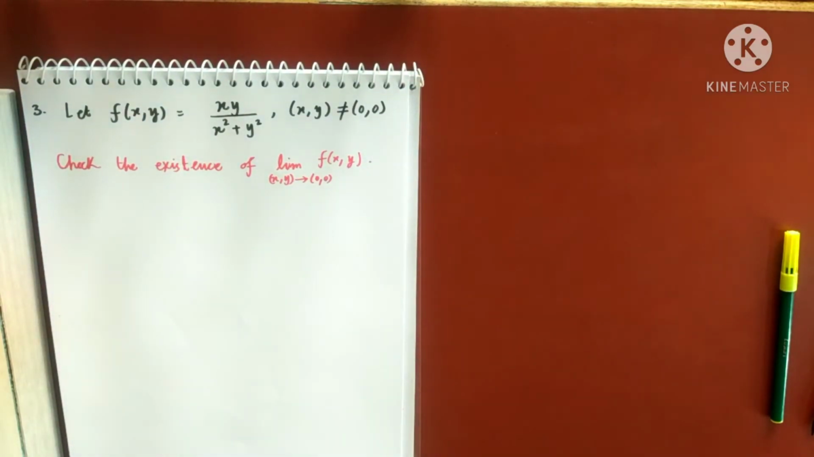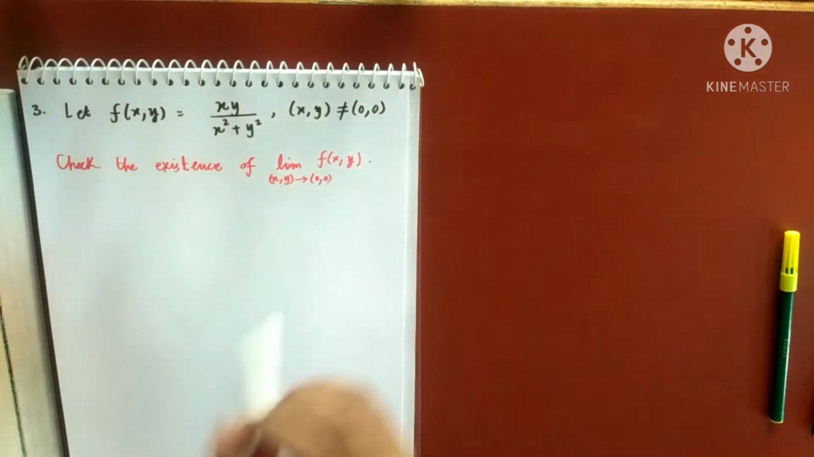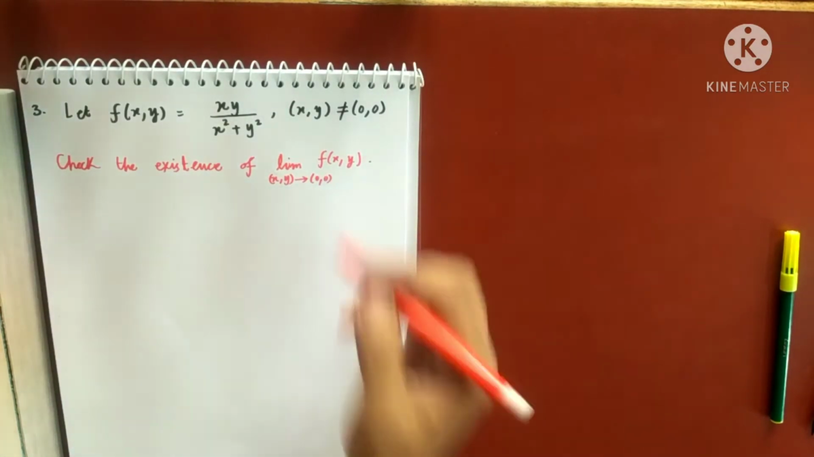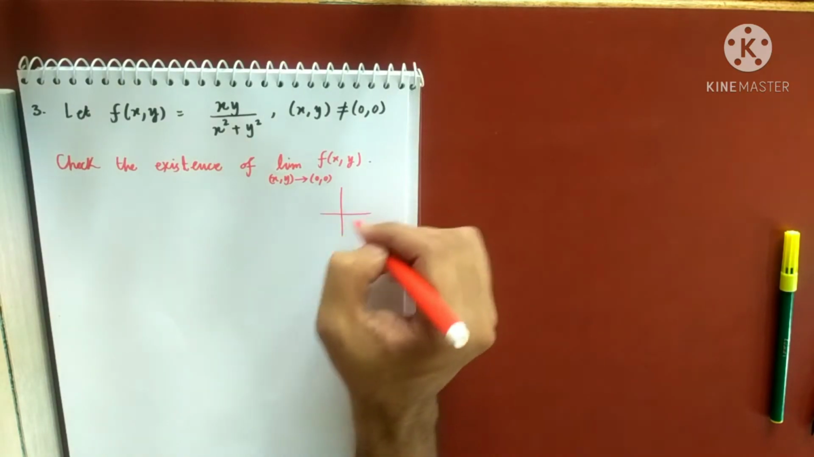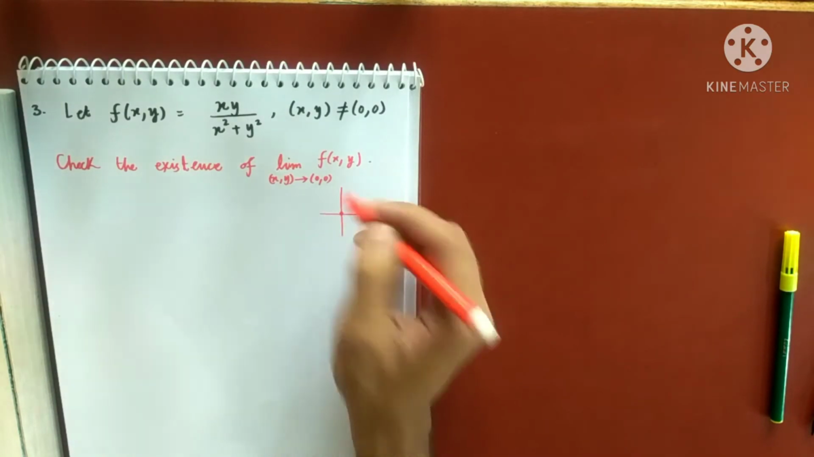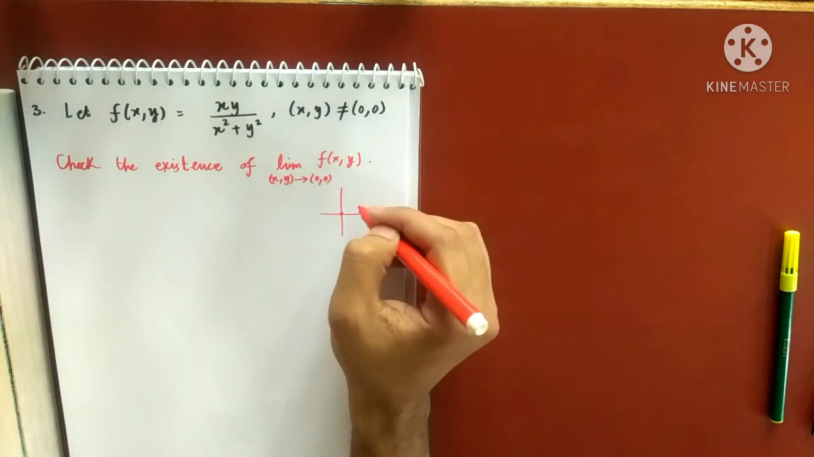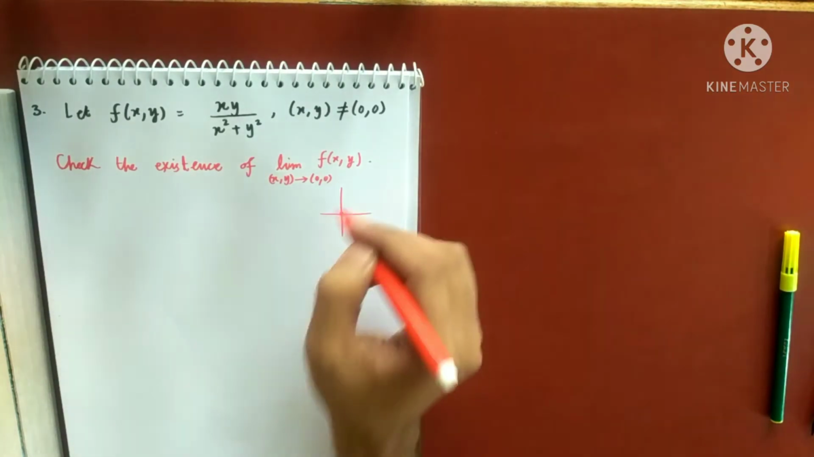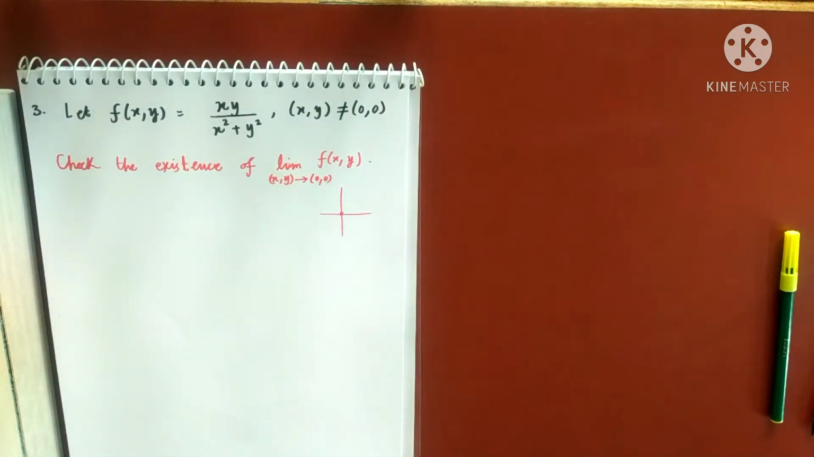So again, as I said, you have to go to (0, 0) using different possible paths. Here is your point (0, 0), which is not in the domain anyway, but it is a limit point of the domain. You have to go to (0, 0) using any path.